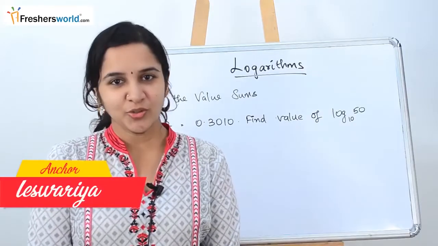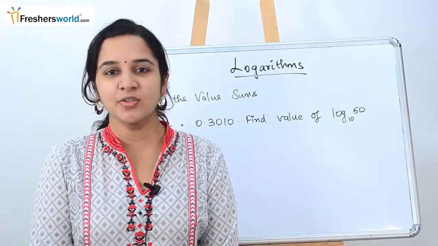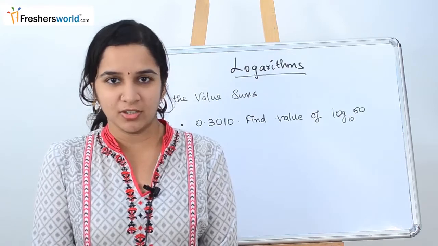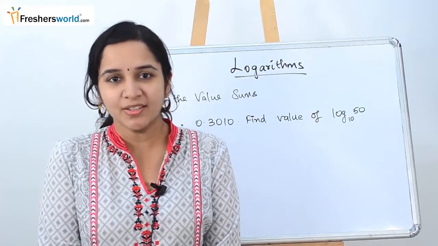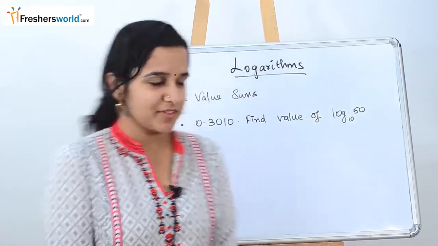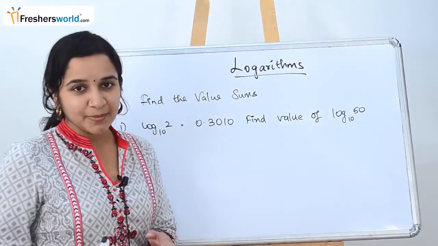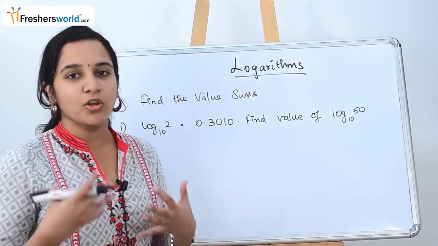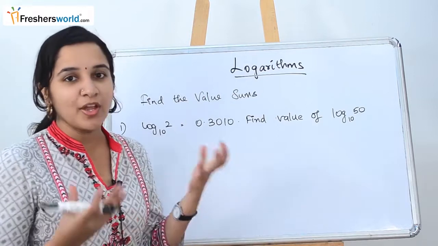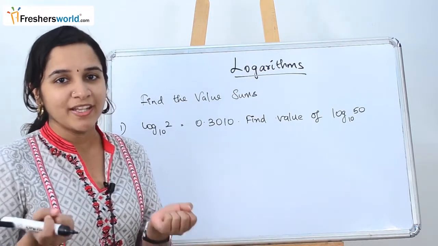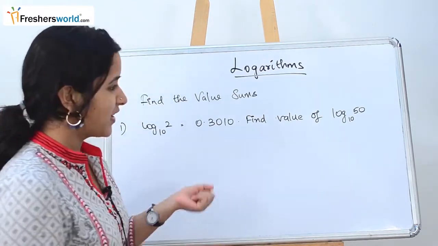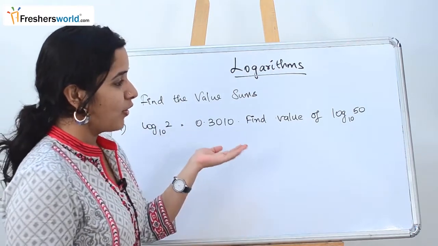The topic that we are going to look at today is logarithms. In the previous videos, we dealt with the different types of problems in logarithms. The topic that we are going to look at today in logarithms is find the value of sums. Generally, in these types of sums, they will give you the value of log 2 or log 3, and then in the question you have to incorporate that in order to find the answer. So let's get started. The first question they have asked is find the value of log 50.